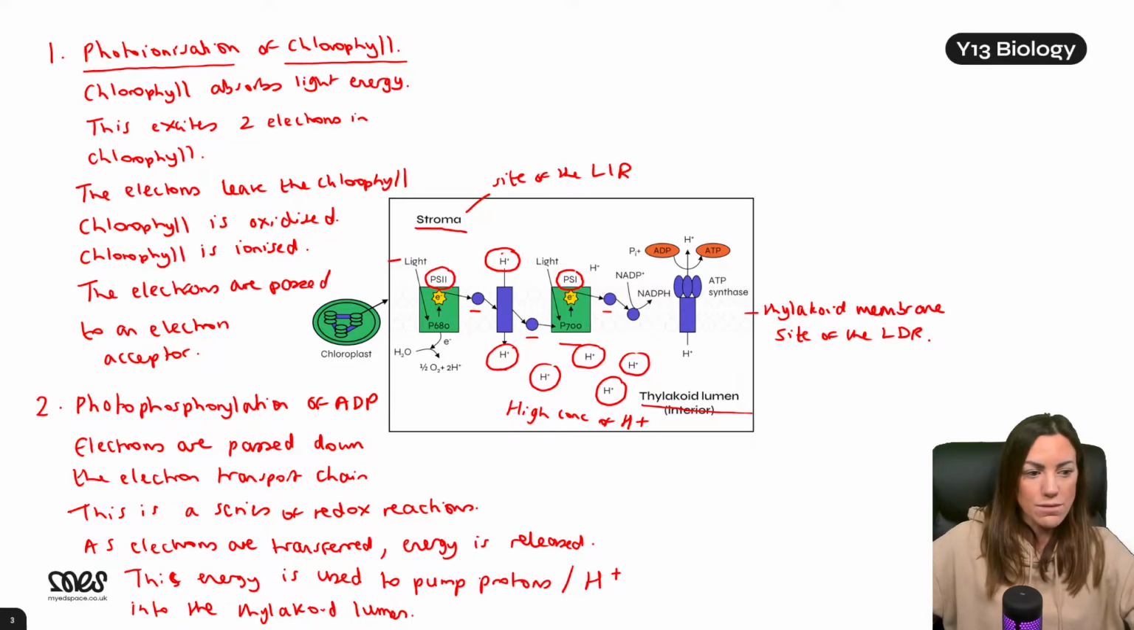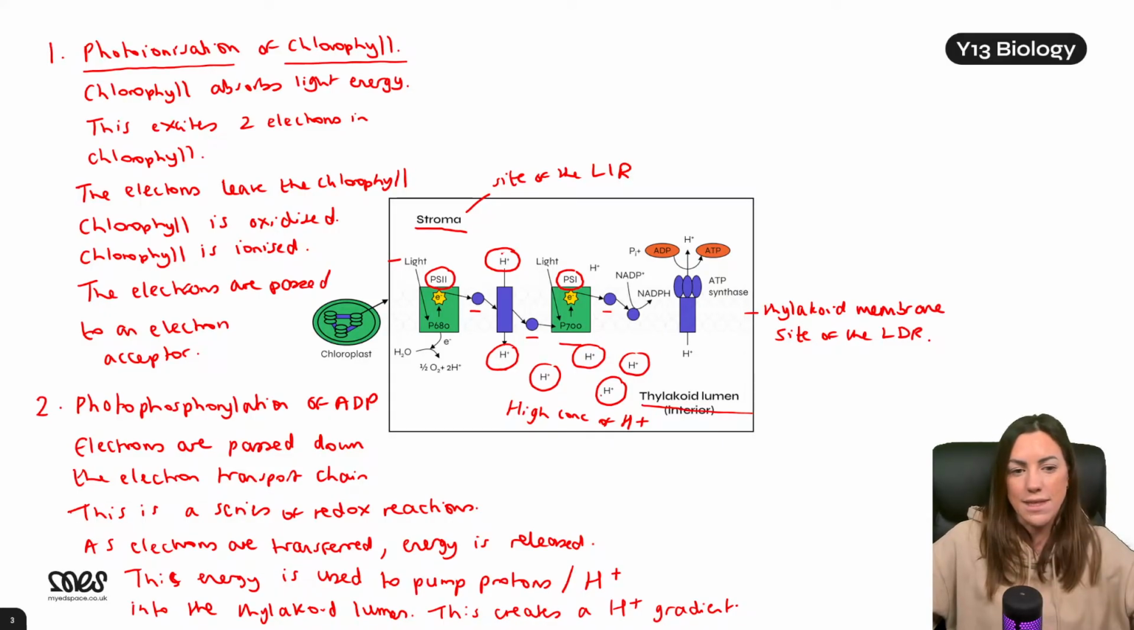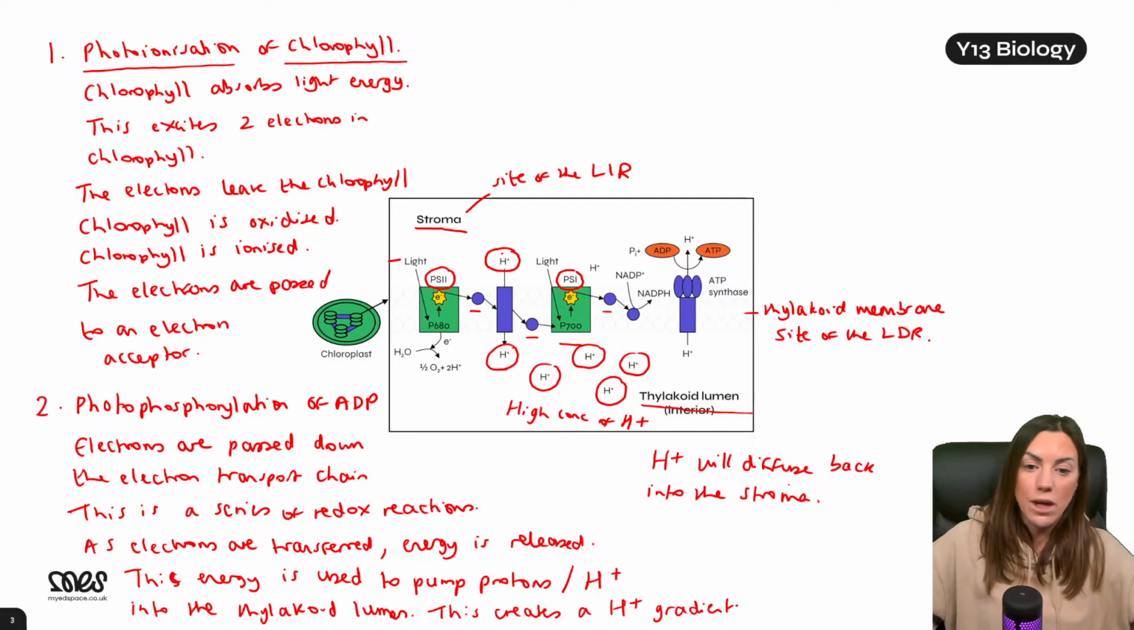So let's go back to our notes. The energy is used to pump protons into the thylakoid lumen. This creates a proton or H plus gradient. Okay, you've got this high concentration of protons inside the thylakoid lumen or inside those thylakoid discs. Because you've now got a high concentration of protons in the thylakoid lumen, the protons will diffuse back into the stroma. Okay, diffusion is the movement from a high concentration to a low concentration.